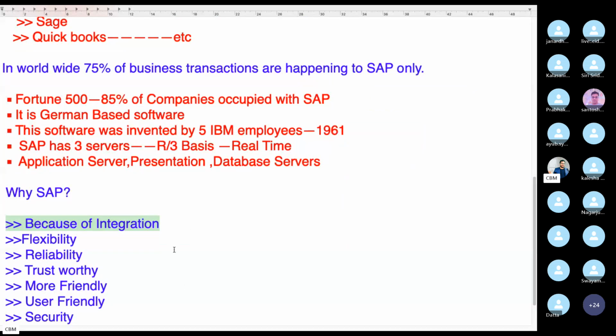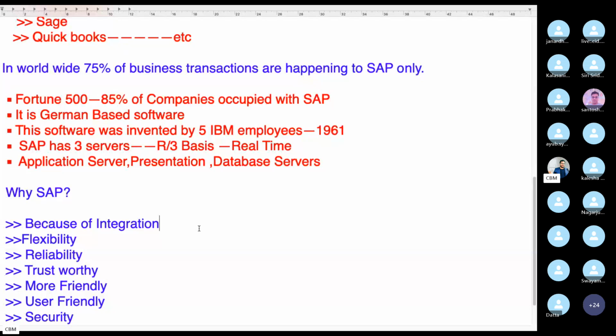Also one person added a very important point: customization. Yes, the SAP standard process may not suit all clients' businesses. SAP has its own limitations, so we also do some customizations in SAP. If the standard does not meet the client requirement, then we need to do customization in SAP also.